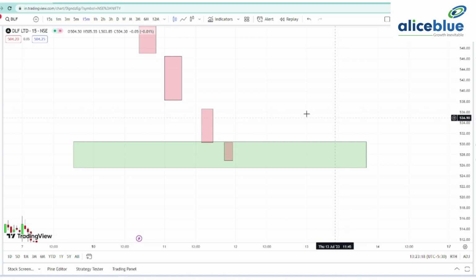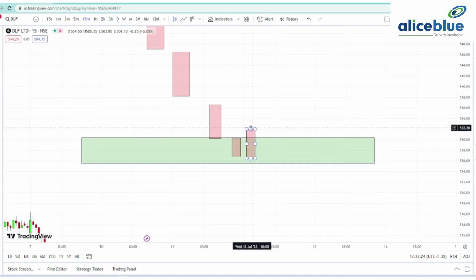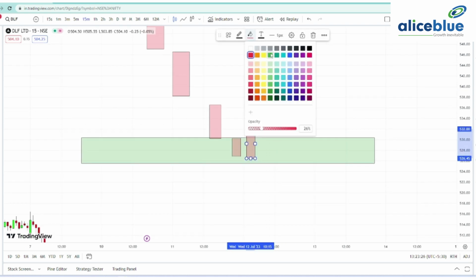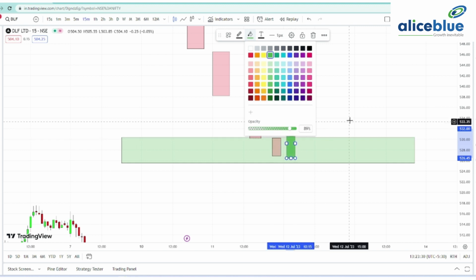After that, here the bullish engulfing candlestick formation is there. Here you have to see one condition. This is a bullish candle. It's in green color. You can see here how the candles look.